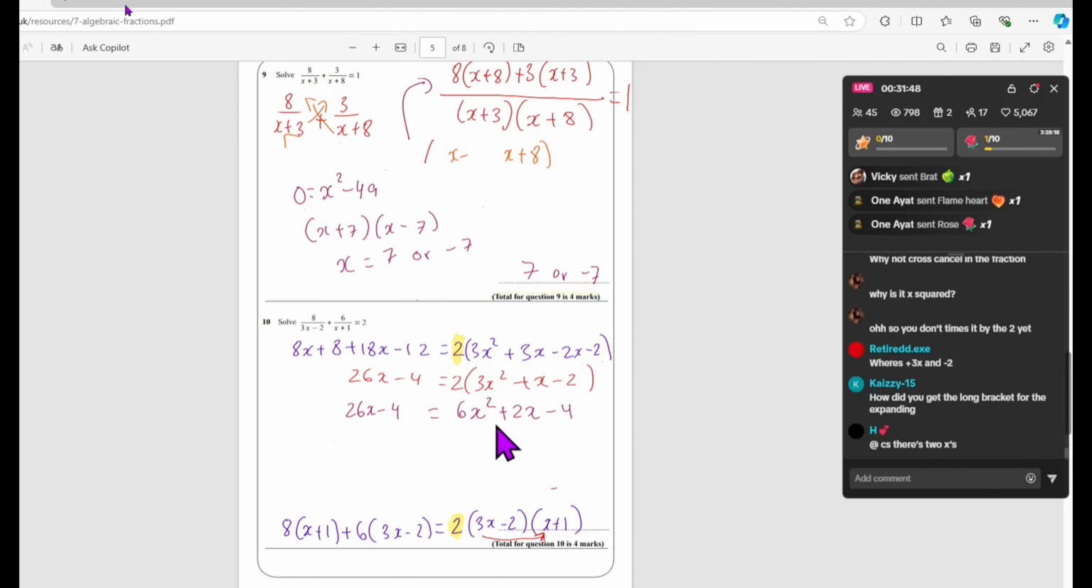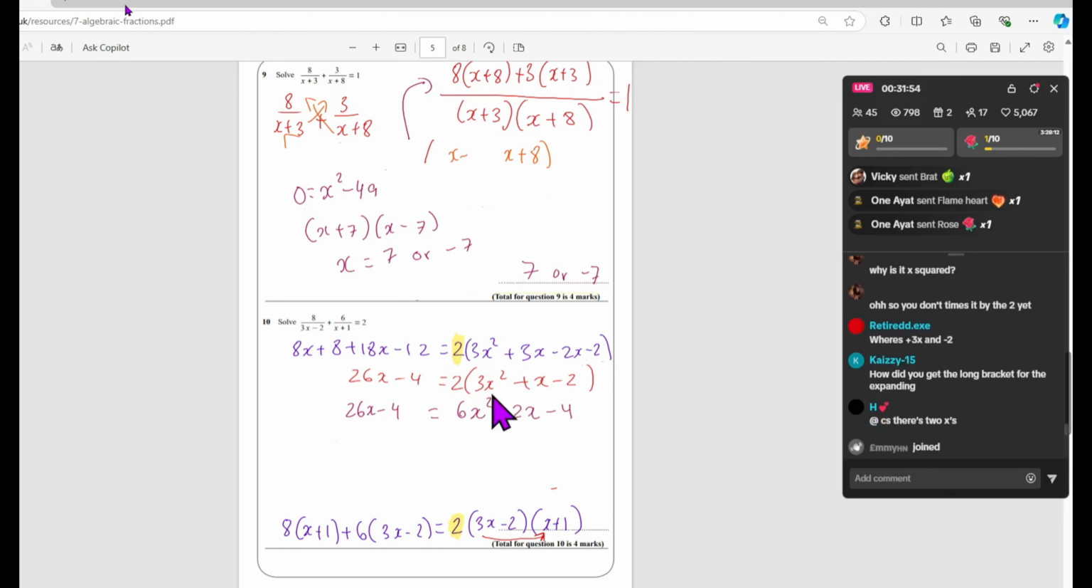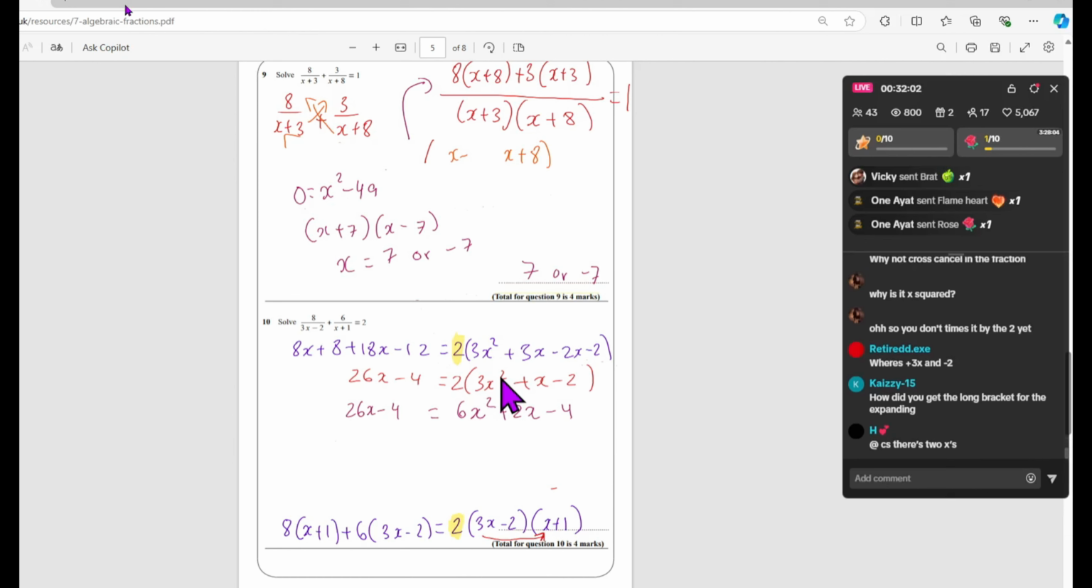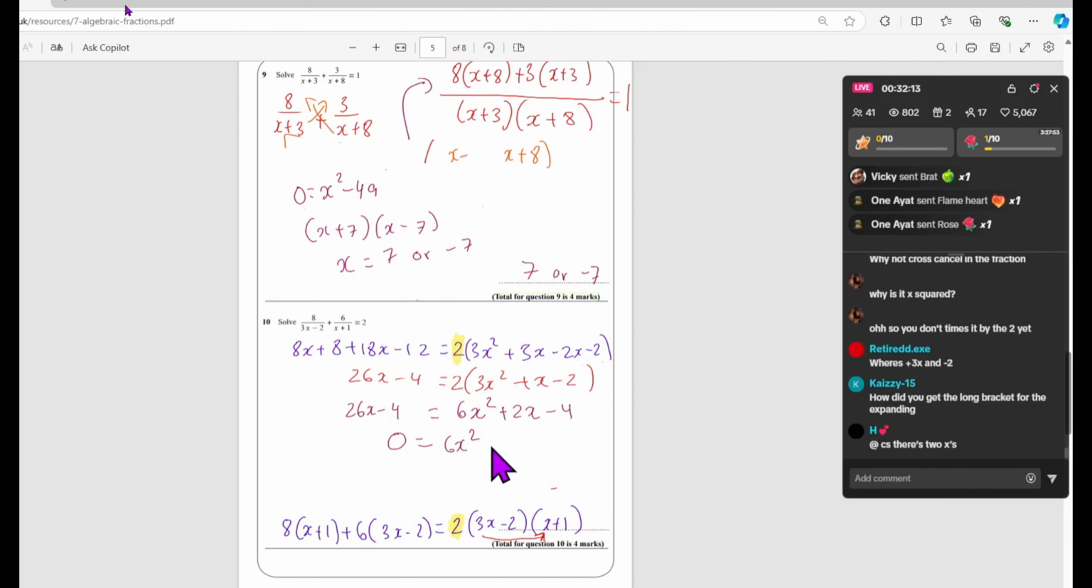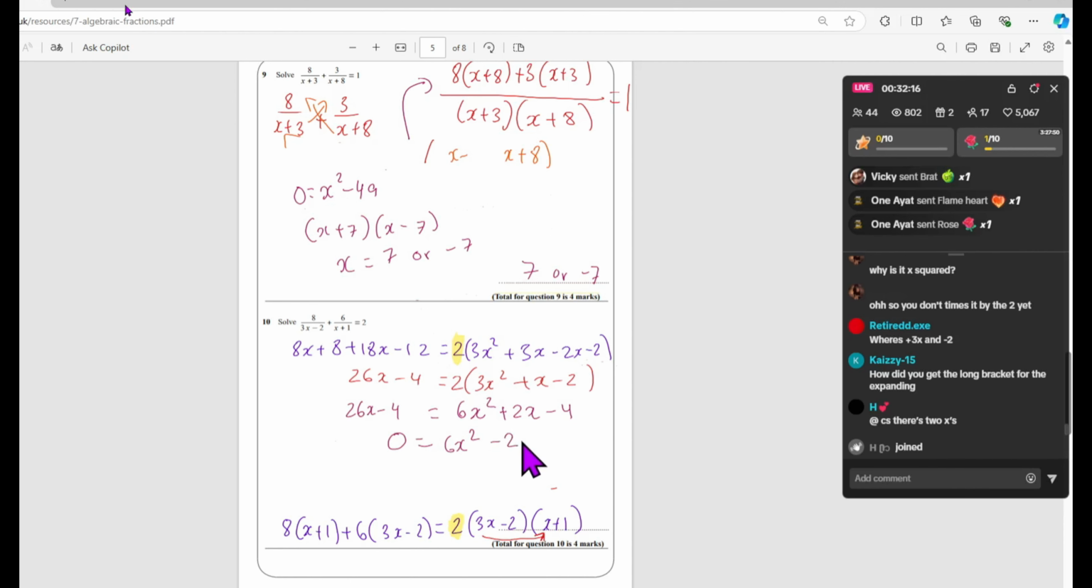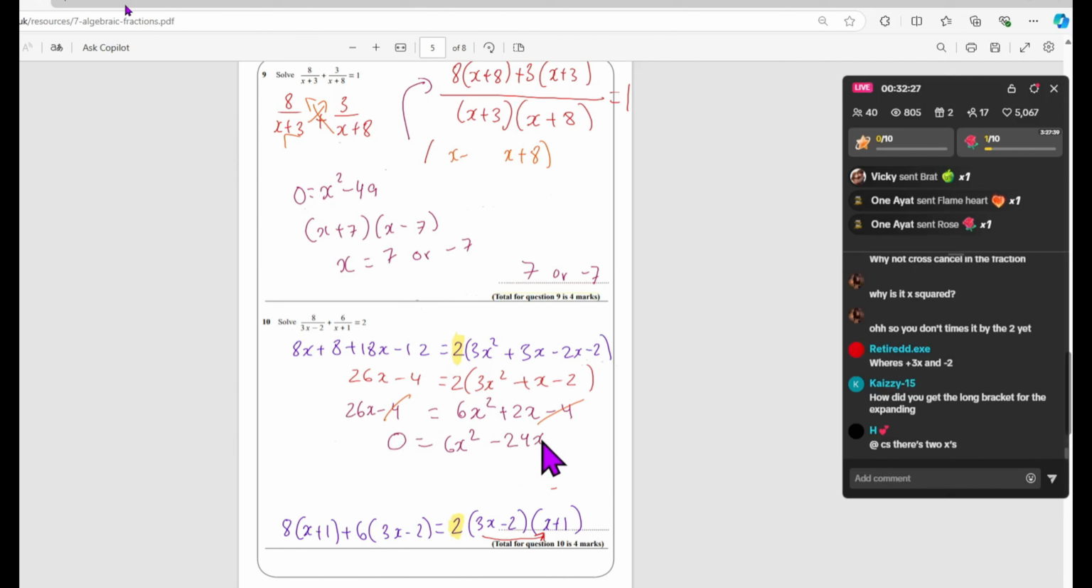Okay. Now, once we have done that, since there is an x squared, you should know that it's going to be a quadratic. Quadratics are equal to 0. So what we do is make it equal to 0. And to make it 0, we have to do minus 26x and plus 4. So we're going to end up with 6x squared minus 24x, because this minus 4 and minus 4 cancel out. These two cancel out. And then we subtract 26x, it's going to be minus 24x instead. Okay?